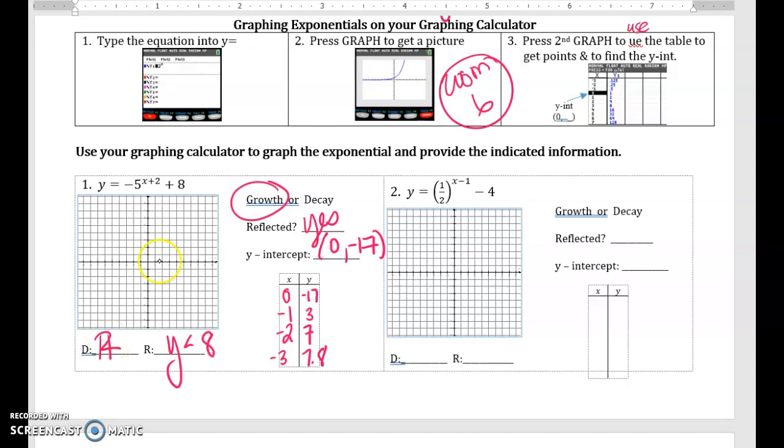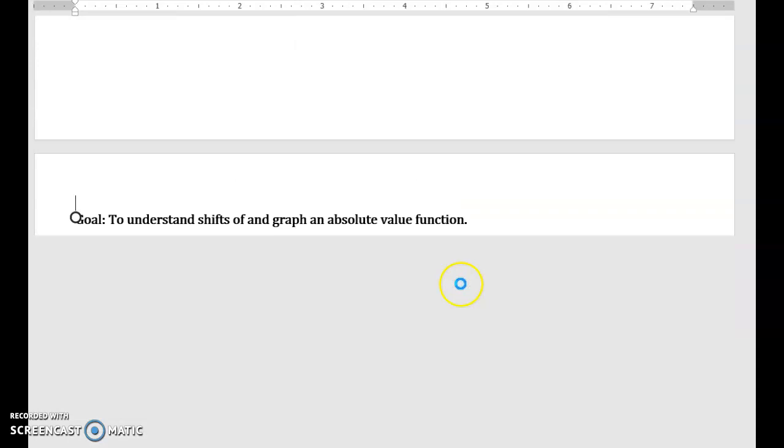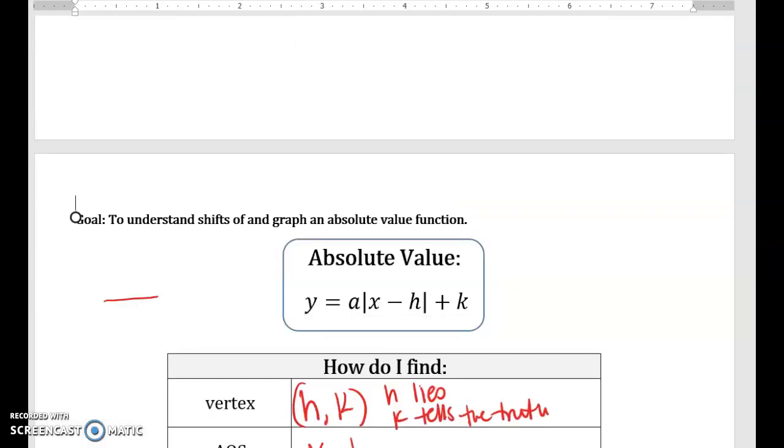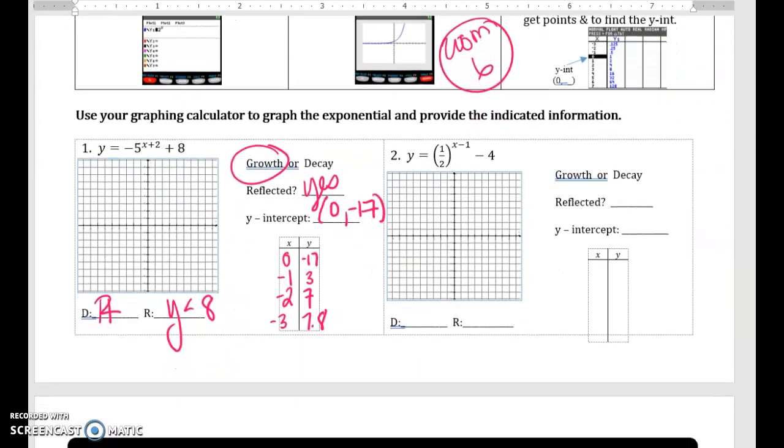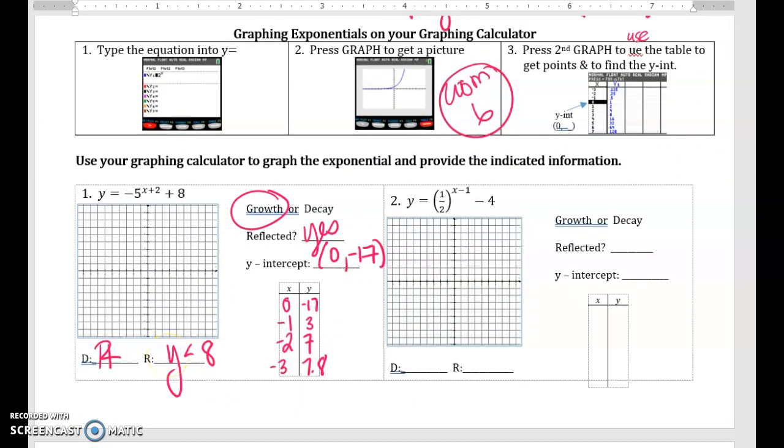So you can't really graph 0, -17, but you know it's somewhere down there. -1, 3 is right here. -2, 7, 1, 2, 3, 4, 5, 6, 7. And then that next one is like 7.8. So the general picture is going to look like that. I know we can't be perfect, but you can get close.